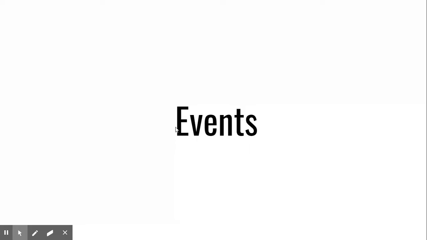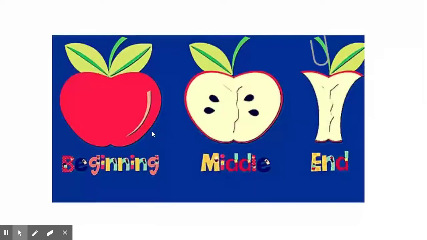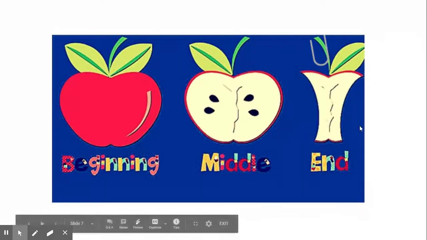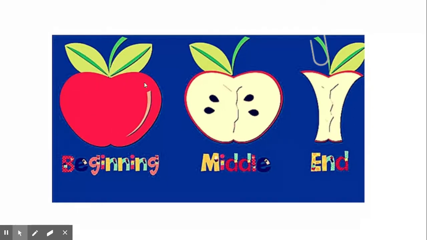Events. Events are what happen in the story. Some events take place at the beginning. Some events take place in the middle of the story, and some events take place at the very end of the story. So if you think about an apple, when you first get an apple at the beginning, you have the whole apple. As you eat it into the middle of the story, you would have half of your apple left, and by the end of the story, when the story is almost finished, your apple's all gone.